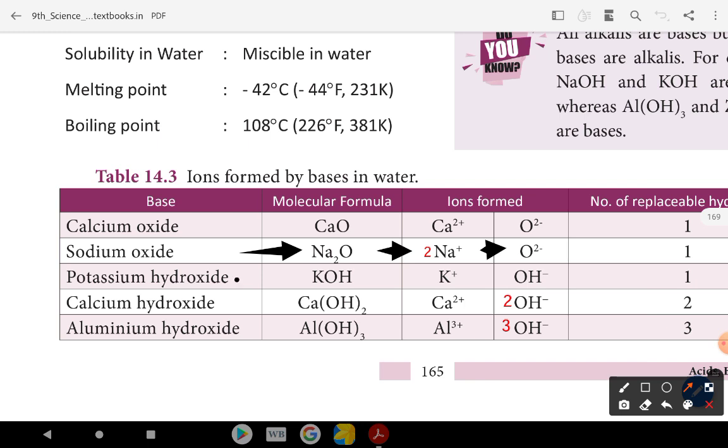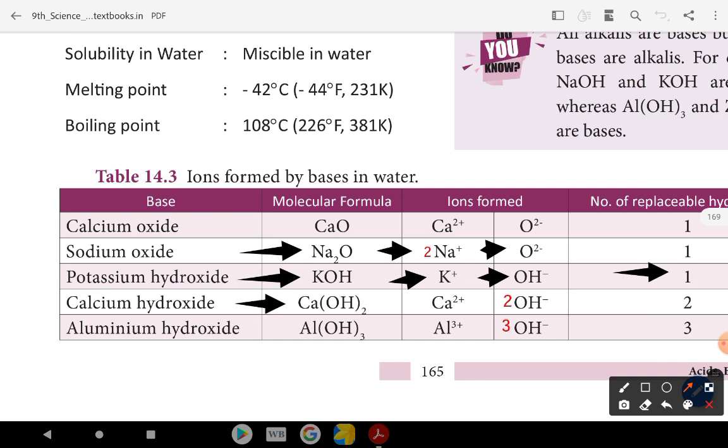Alright, then we have potassium hydroxide. The formula for potassium hydroxide is KOH. K stands for potassium and OH stands for hydroxide. In ion form, K+ and OH-. How many hydroxyl ions? You are getting one OH- here. So how many hydroxyl ions are you getting? 1.